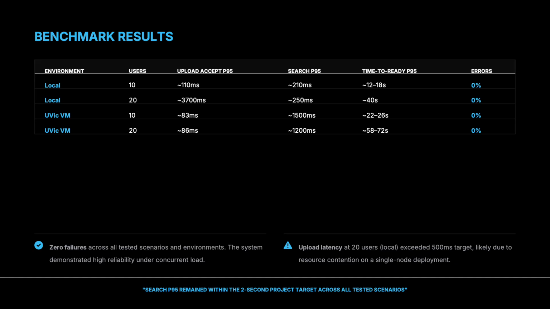As concurrency increases, processing time rises substantially, especially on the VM, where it reaches roughly 1 minute at 20 users. This aligns with our later profiling results and indicates that the bottleneck lies in the background worker processing rather than the API layer. So overall, the system remained reliable and kept search latency within target, but asynchronous processing time increased significantly as worker load grew.